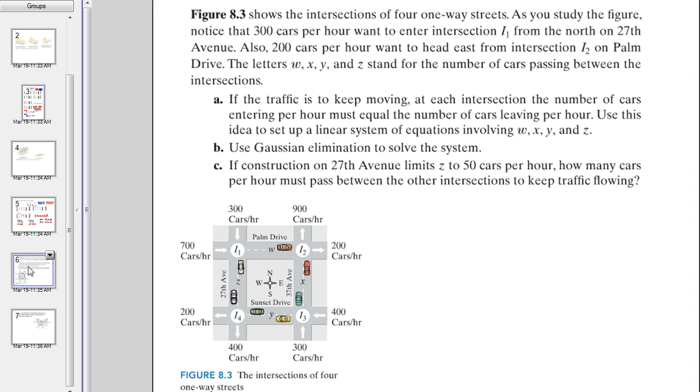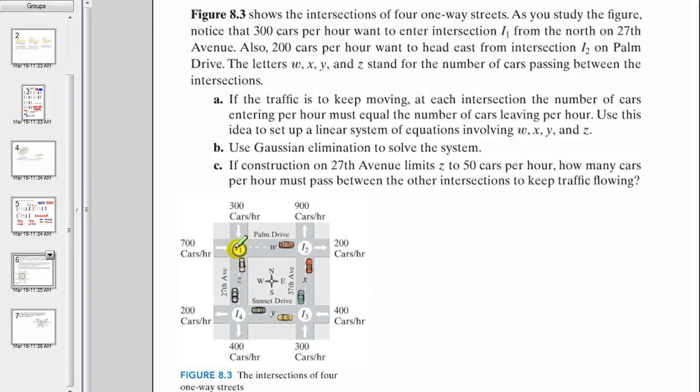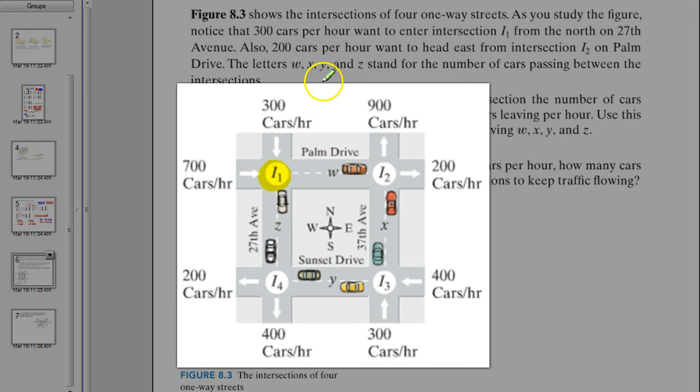Alright, now let's look at these applications. This is one of many types of applications you can do here, but the intersections and the number of cars that come in and out of intersections is a common application of dependent systems. So what we're going to do is for each one of these intersections, we're going to create an equation where the ins and the outs have to meet.